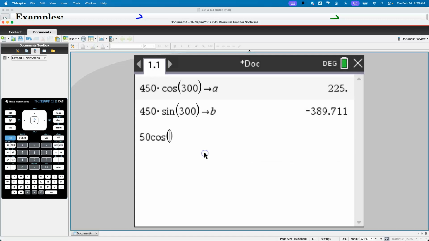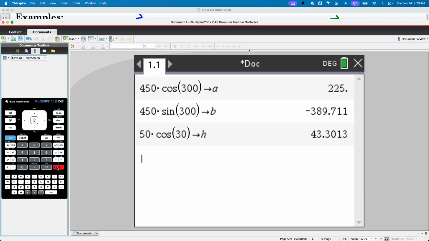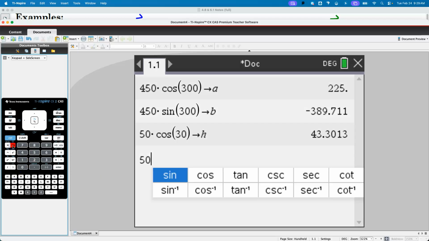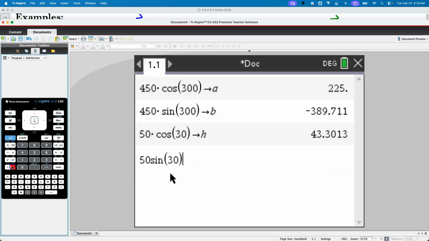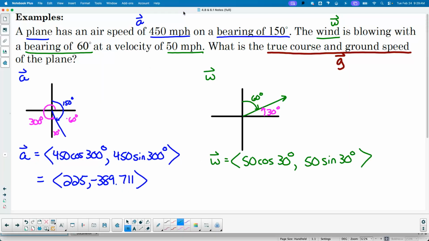So vector W is (50) cosine of 30, I'm storing as H. 50 sine of 30, I'm storing as I. 43.313. Agree with me on both of those? Okay.